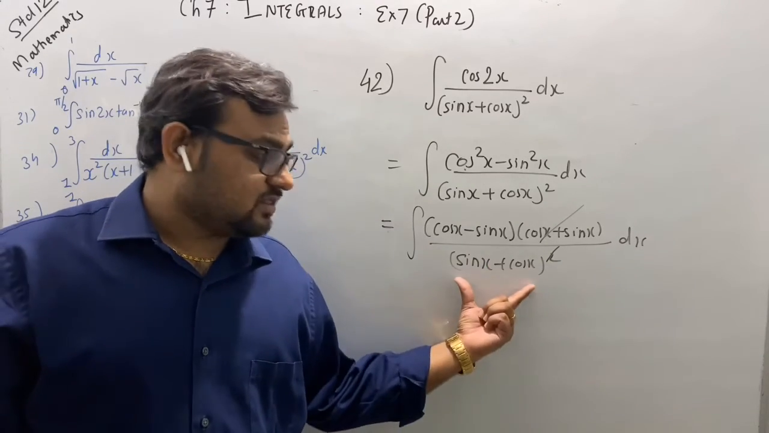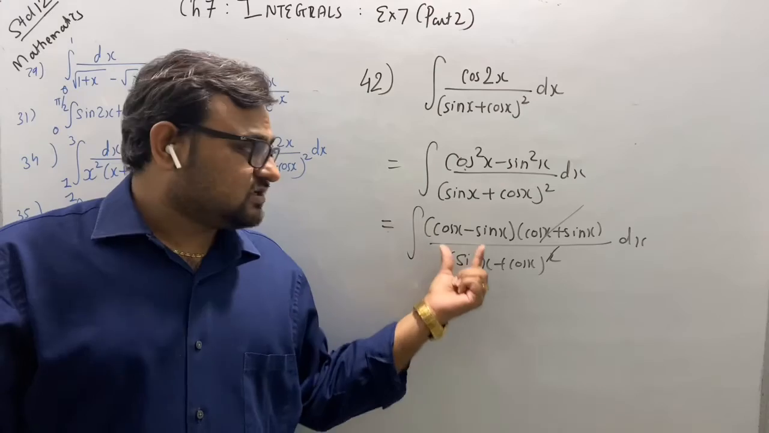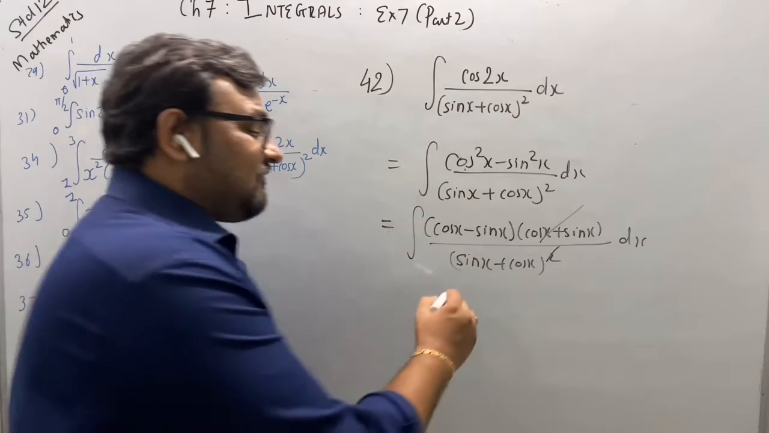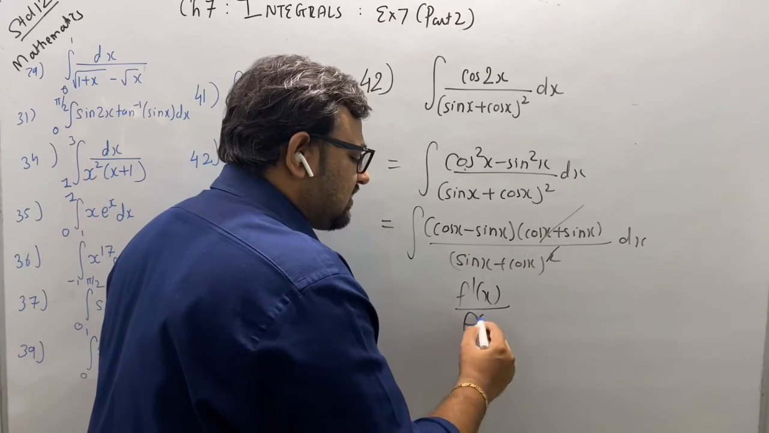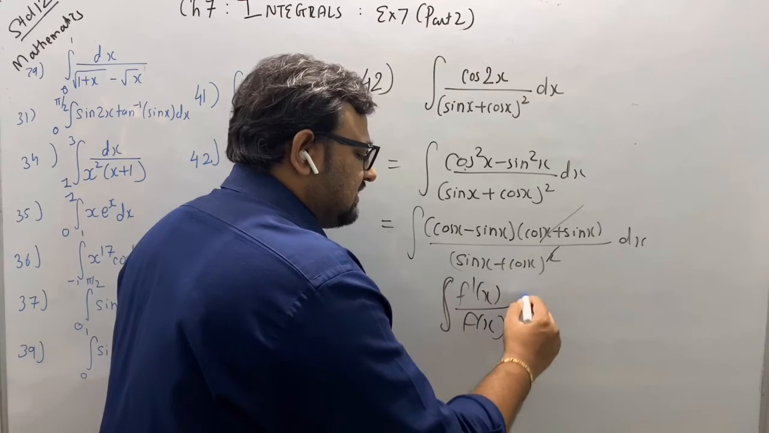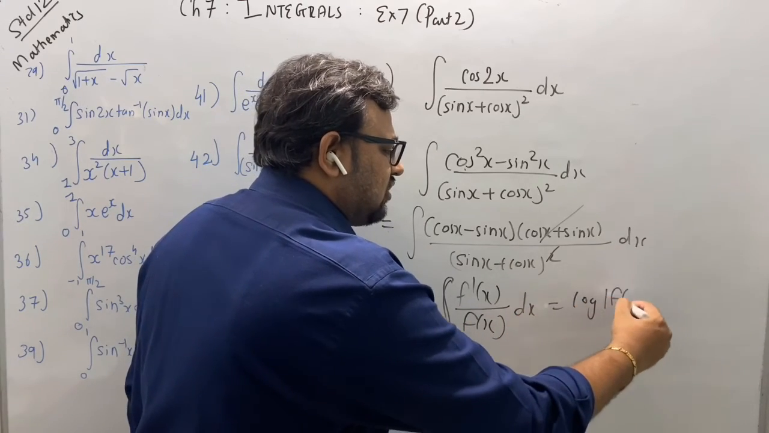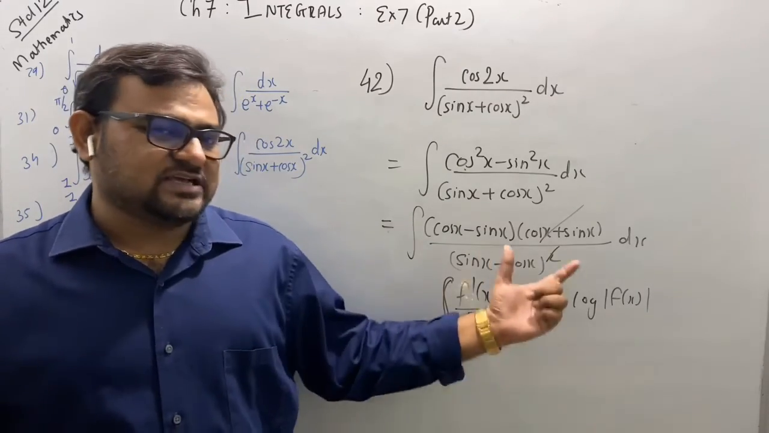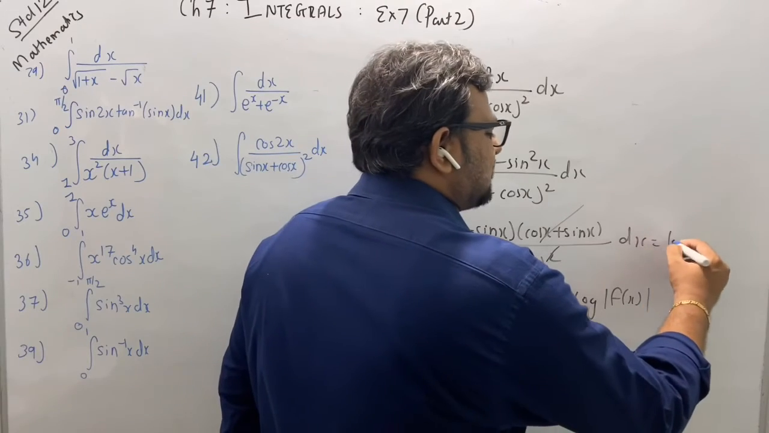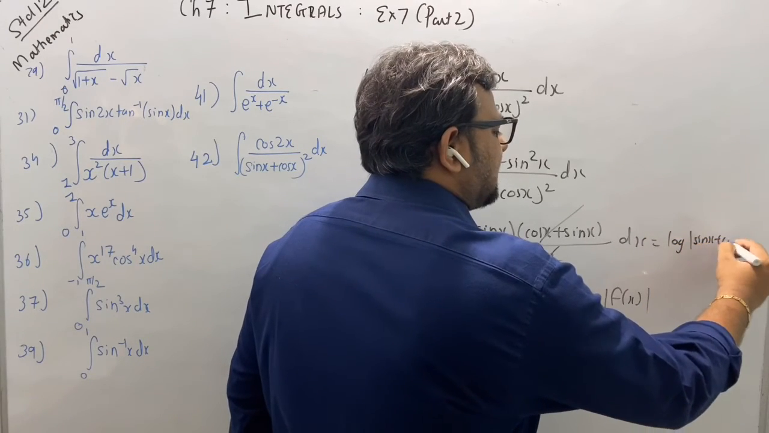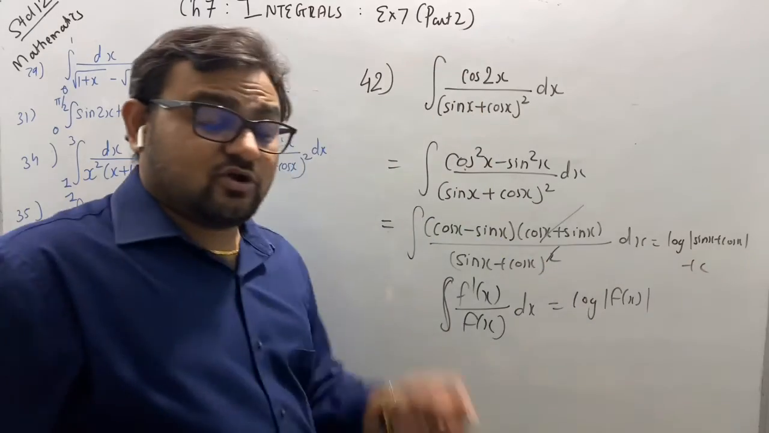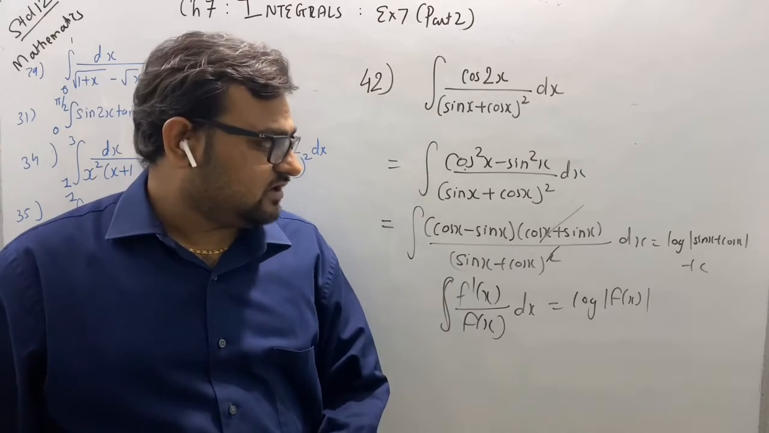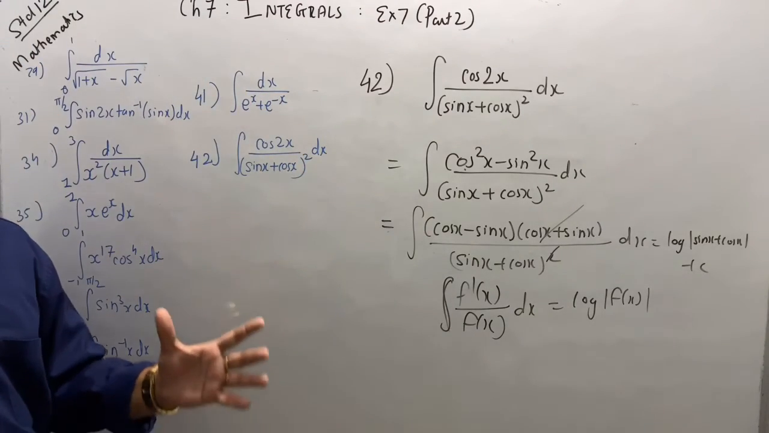Now, simple. What is derivative of sin x? Cos x. What is derivative of cos x? Minus sin x. So this is f dash x upon f(x) dx. It will be log of f(x). So just solve it. Today the answer is clear. Log of sin x plus cos x plus c, right? Don't forget to put plus C in indefinite integration. Clear? So this was about question number 42.